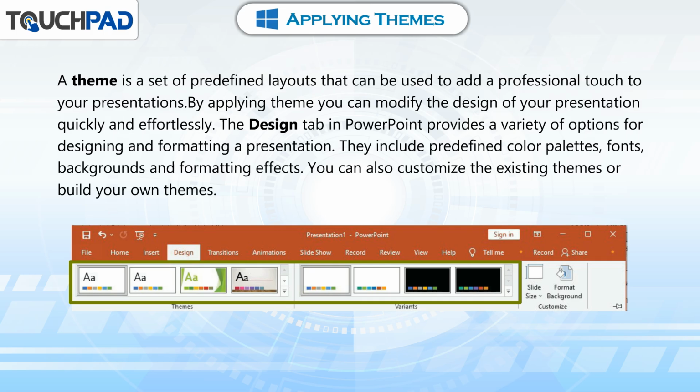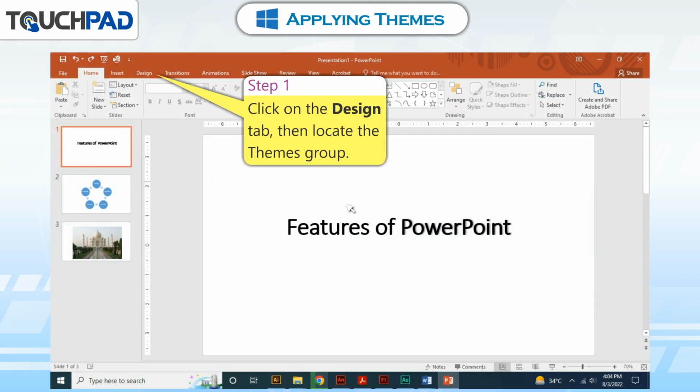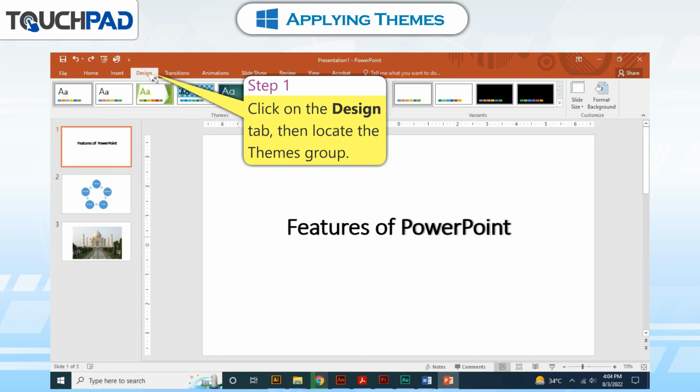You can also customize the existing themes or build your own themes. PowerPoint has a number of built-in themes you can choose from. You can change the theme in the presentation by following the given steps. Step 1. Click on the Design tab. Then locate the Themes group.